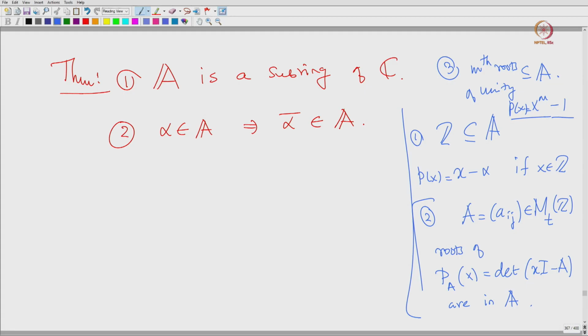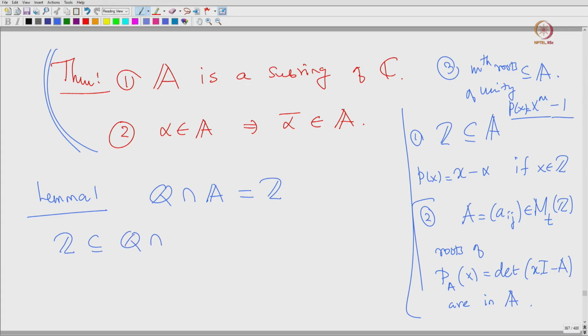Okay. So, to prove this theorem, let us make the following observations. We need a couple of small lemmas. Here is the first lemma: a rational number is an algebraic integer if and only if it is an integer. That means whenever I take Q intersection A, that is going to be exactly Z. So, it is clear that Z is a subset of Q intersection A. This is very clear.